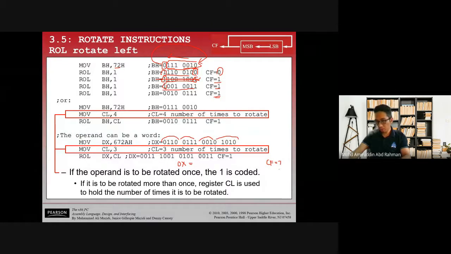Azira, can you hear me? Okay, so what's your CF? Okay, good. CF is 0. CF is 0, taken from here. So what's your DX? You can type every 4-bit number. So what's your DX?